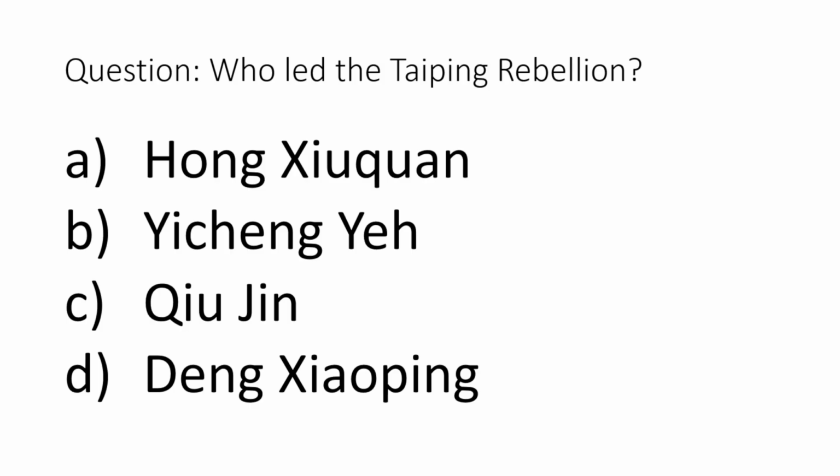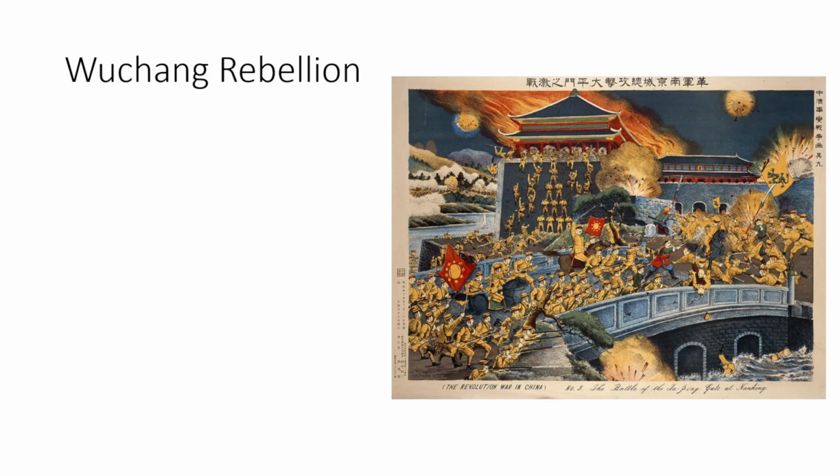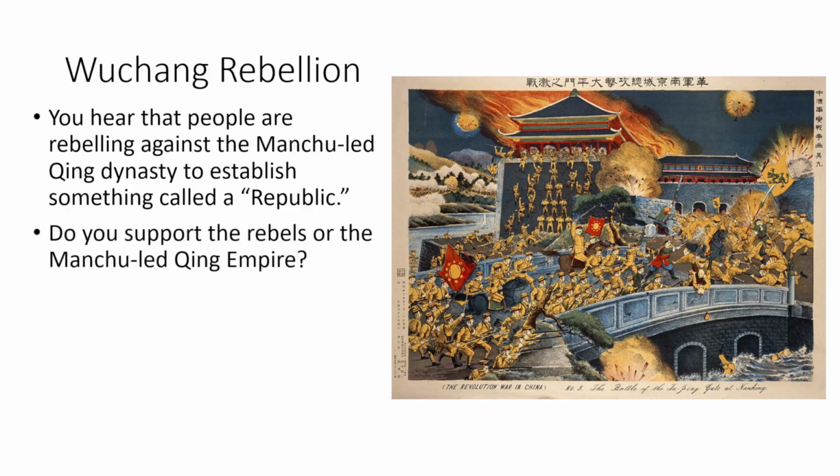Who led the Taiping Rebellion? Was it A, Hong Xiuquan, B, Yi Chengye, C, Chu Jin, or D, Deng Xiaoping? And the correct answer in 3, 2, 1 was Hong Xiuquan. Draw a card. The Wuchang Rebellion has broken out. You hear that people are rebelling against the Manchu-led Qing Dynasty to establish something called a republic. Do you support the rebels or the Manchu-Qing Empire?